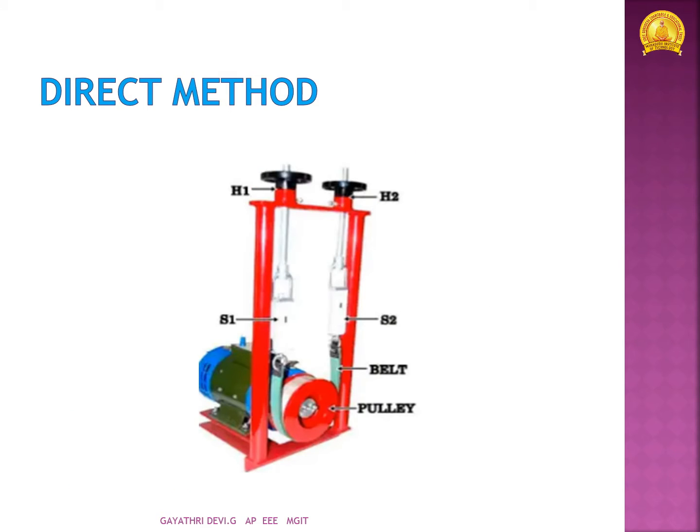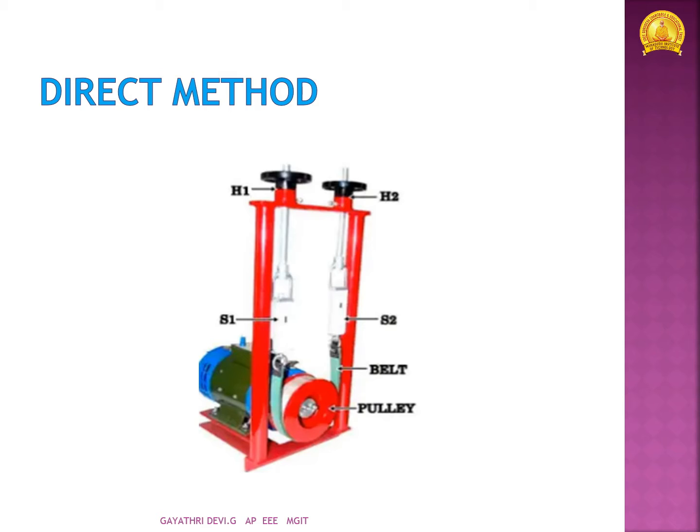First, we will discuss the direct method. Direct method involves the load test. This one is the pictorial representation of load test. This is a common method. We are always doing this method in our electrical machines lab, and it is the simplest format of calculating load. The figure shows a pulley drum arrangement.